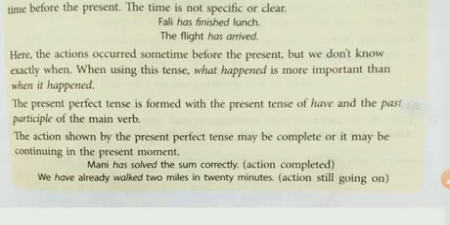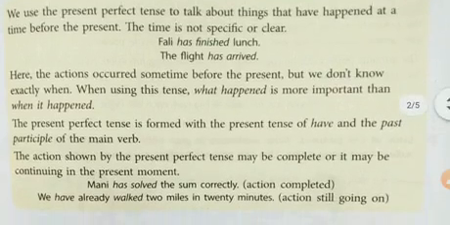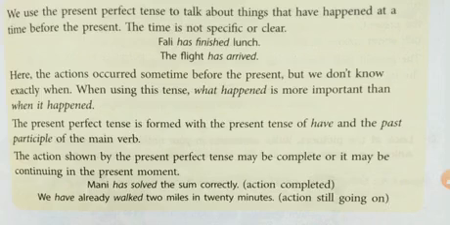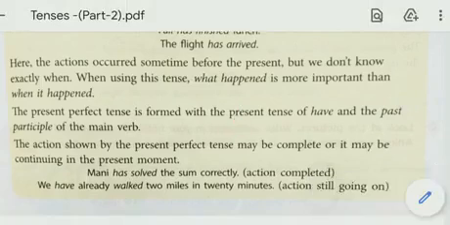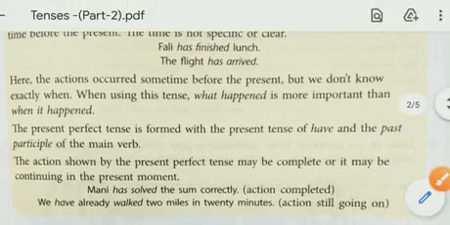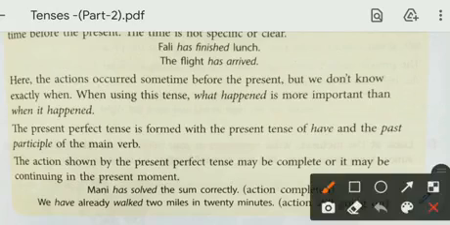Yes, we use the present perfect tense to talk about things that have happened at a time before the present. We have already discussed this, but the time is not specific or clear. Like, Fali has finished lunch. The flight has arrived. Here the actions occurred sometime before the present, but we don't know exactly when.